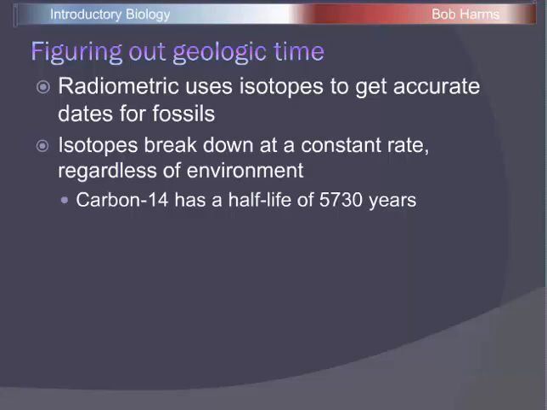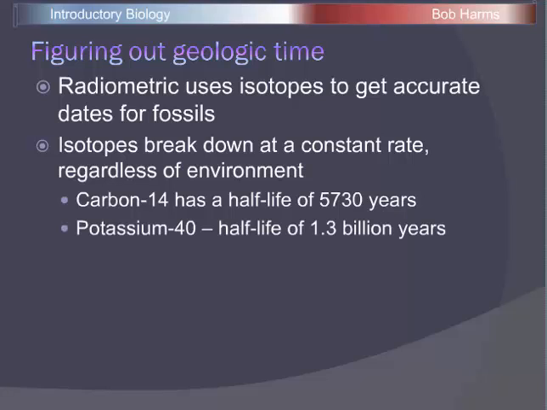And so 99+% of our carbon is made up of carbon-12, but because we're living things, about 1% of the carbon that we take in is this carbon-14. Other isotopes are more stable, they break down much more slowly, and so they're going to be used to date things that are much older.